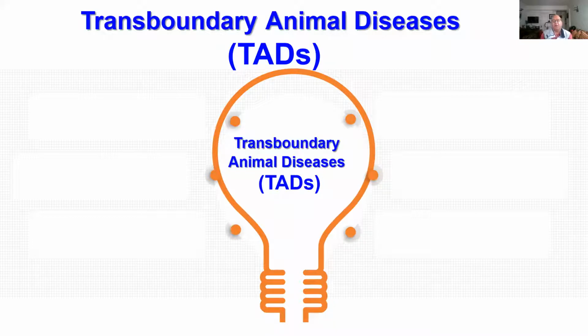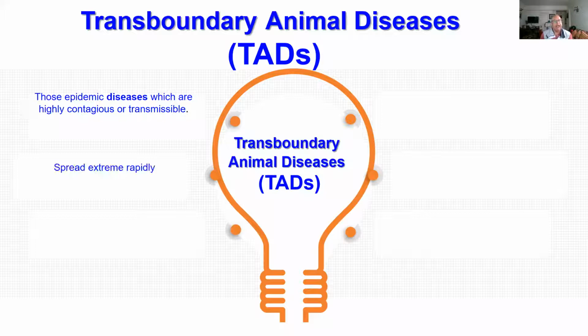Don't focus only on the definition of the transboundary animal disease, but that is also important because you need to know what are the transboundary animal diseases. For example, epidemic disease, which has highly contagious and they are transmissible. Not only that, they spread so extremely rapidly within the country, outside the country. So transboundary animal disease don't respect the borders.